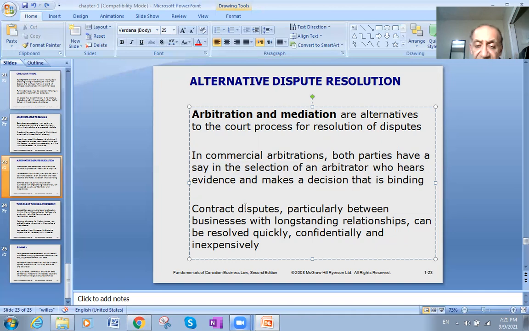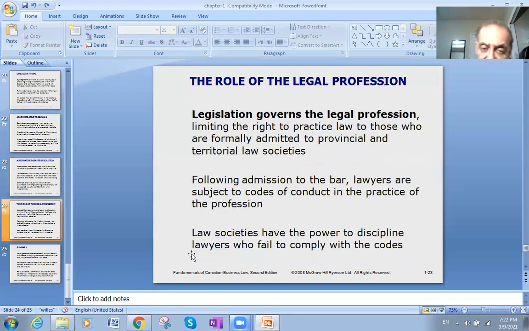So, for example, contract disputes, particularly between businesses with long-standing relationships, can be resolved quickly without going to the courts, and confidentially and without large expenses, because you will solve it outside the court and avoid the court fees and the lawyer's fees. By arbitration or mediation, you will remove these costs. If we solve the problem together without going to the courts, we would save a lot of money, the money which the lawyer would take and so on.